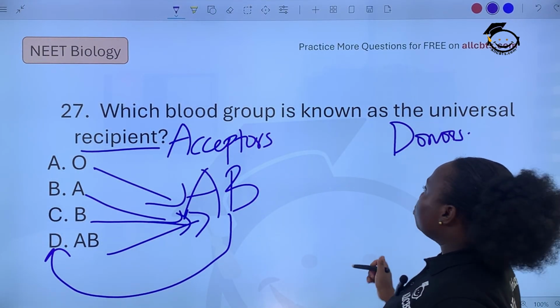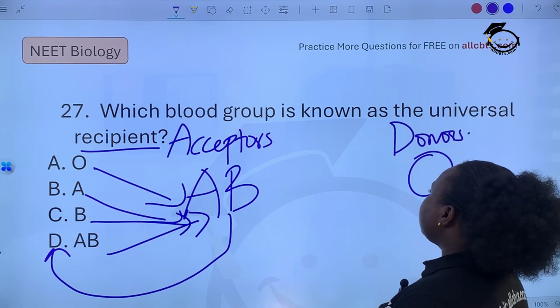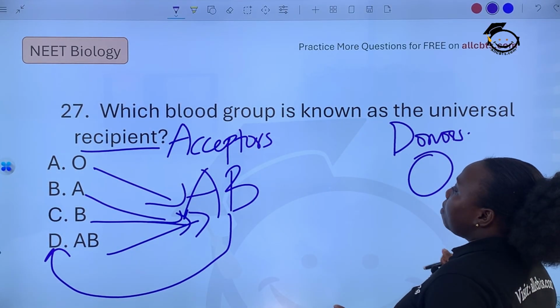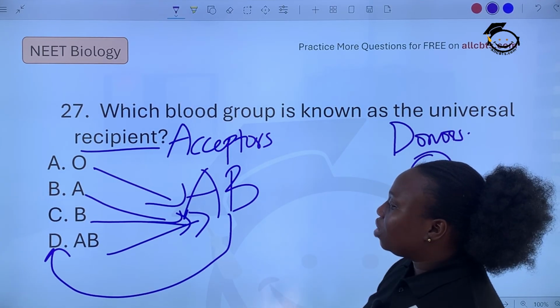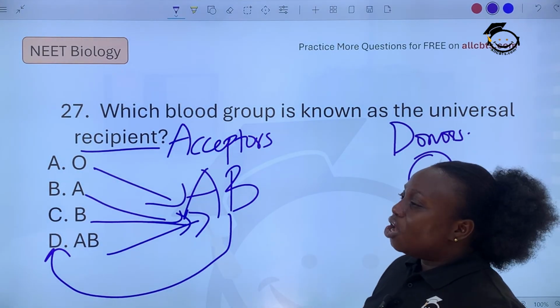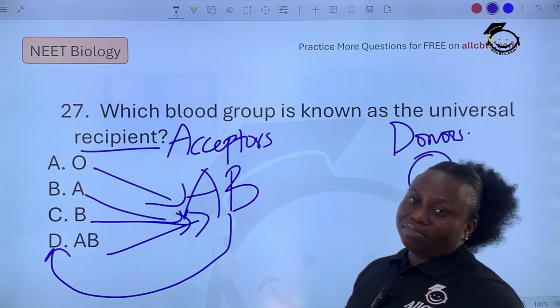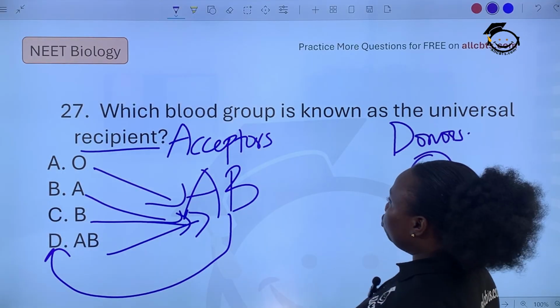But the universal donors, these are the O. Now this O, they are different because they can give to anybody. They can give to A, they can give to O, they can give to B, they can give to AB, but they can only collect from themselves. So they are the universal donors.